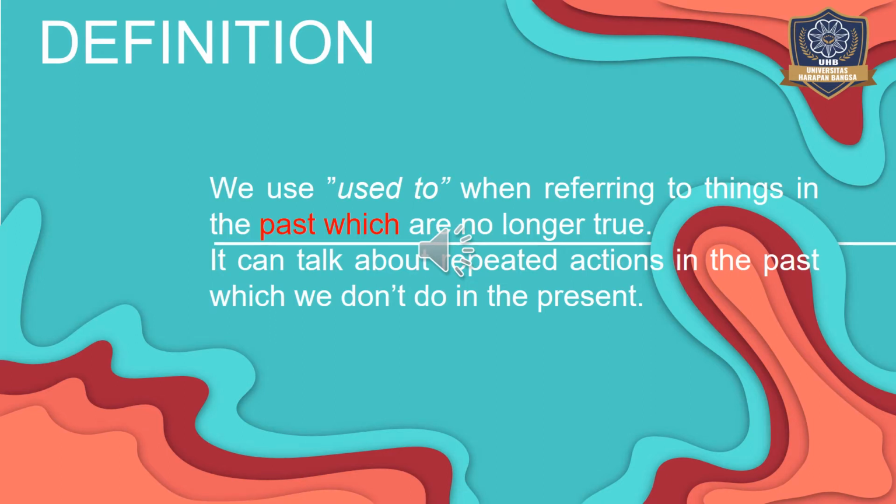The definition of used to is used when referring to things in the past which are no longer true. It can talk about repeated actions in the past which we don't do in the present. Remember, the definition of used to only happens in the past and no longer happens in the present or in the future.